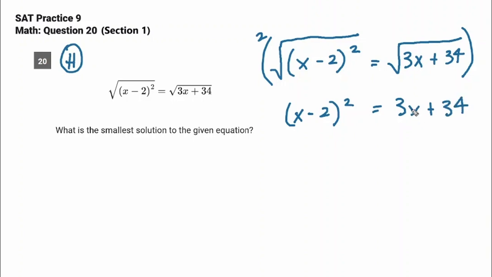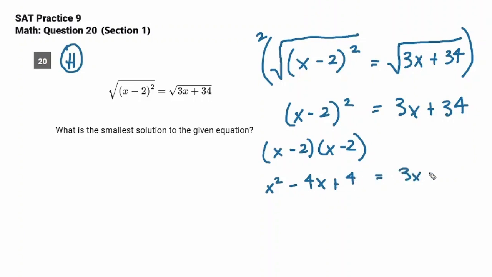All right, what do you do now? You're going to FOIL this deal. x minus 2 times x minus 2. Don't need to worry about the other side. That's x squared minus 2x minus 2x plus 4. Okay, got some algebra here, no big whoop. What do? x squared minus 4x, we're going to move the 3x across, so minus 3x, minus 7x, and then plus 4 minus 34, minus 30.